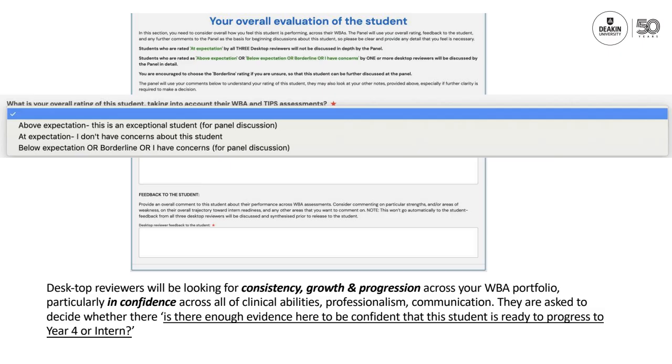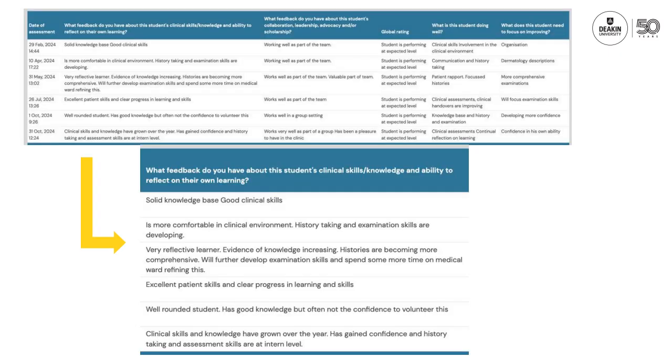are making a recommendation, and this will be seen by the panel. And we're asking, is there enough evidence here to be confident that the student is ready to progress? Importantly, what we're looking for is key gems like this. These are all discrete pieces of information, and they come together to showcase student growth, as an example here, from January to October.